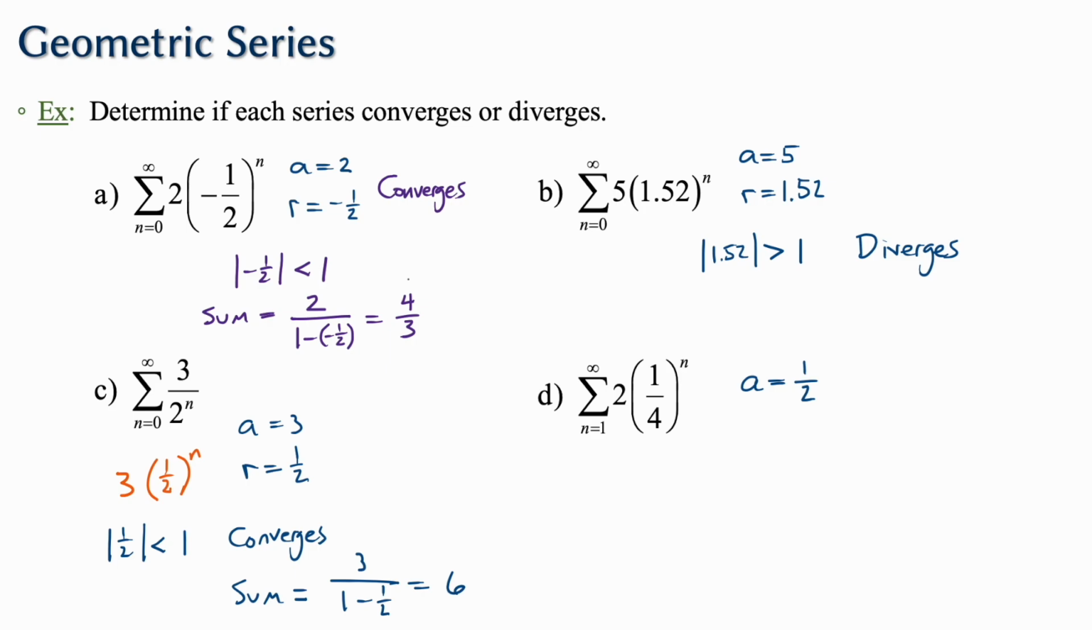Now, the r still is going to be that number that we're multiplying by over and over and over again, so that's going to be 1/4. So what we're going to do here is figure out where this thing is going. Clearly, the absolute value of 1/4 is less than 1, so we can say that it definitely converges, and therefore, if we want to find the sum of the infinite geometric series, we'll take our first term, which is 1/2, and divide it by 1 minus 1/4. And when you work that out, the sum is 2/3.